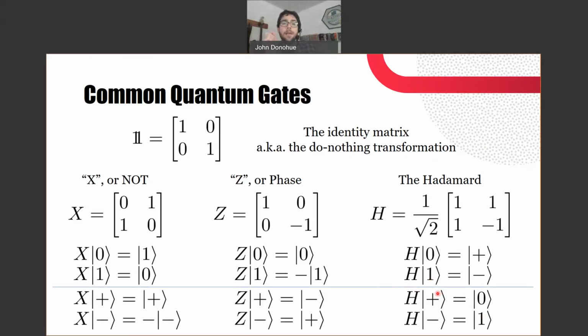The only way I can measure this usually is to do some kind of laser thing that's going to tell me if it's in the ground or excited state. So I can't figure out if it's in the plus or minus state. But what I can do is apply some laser control sequence that is effectively this Hadamard operation.